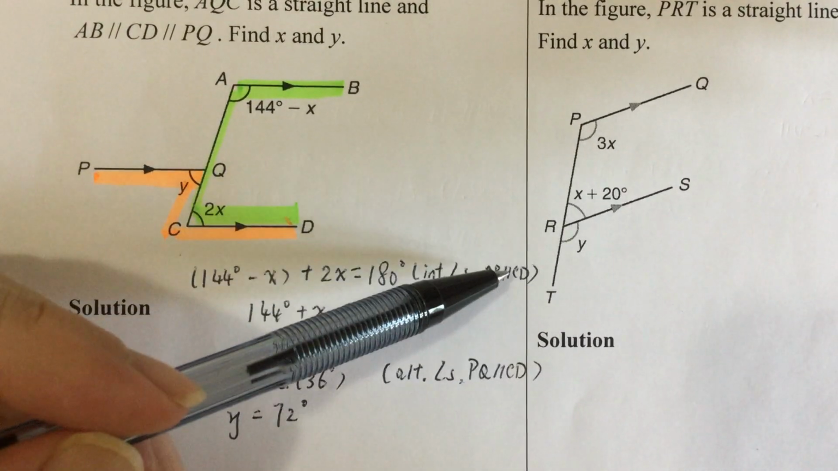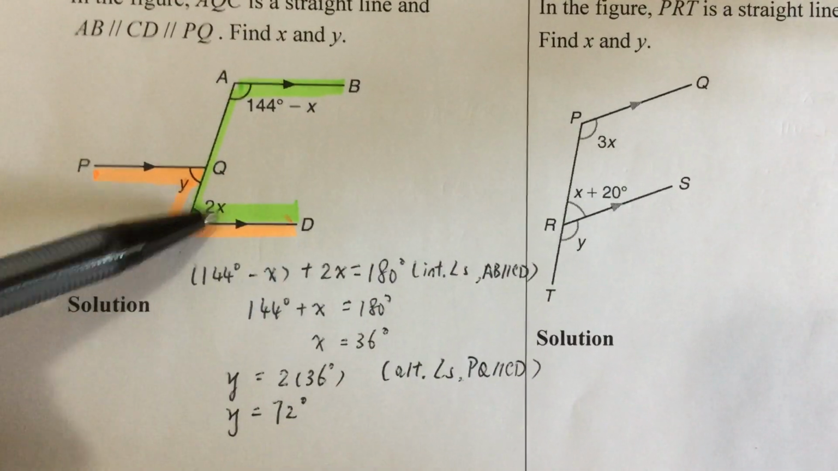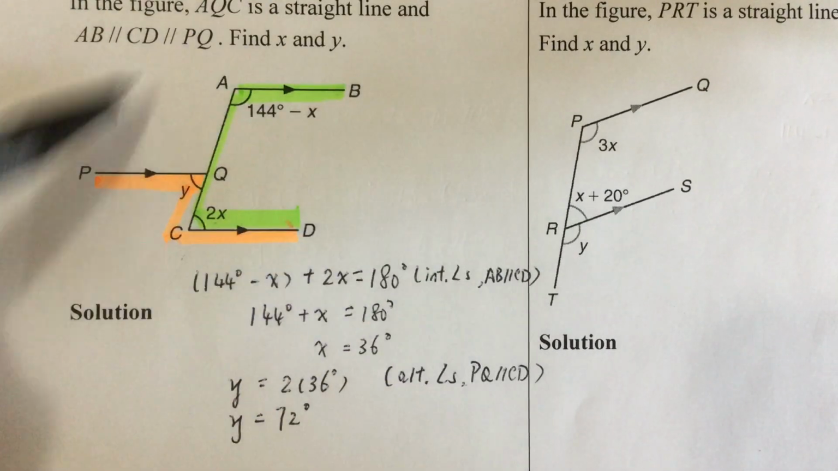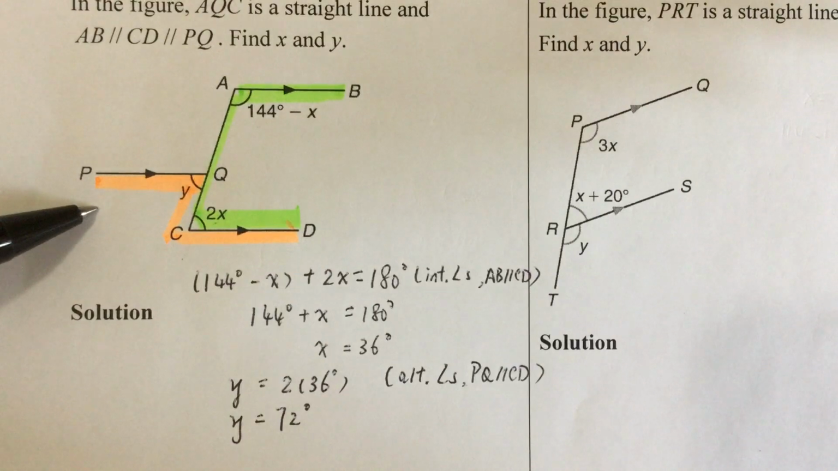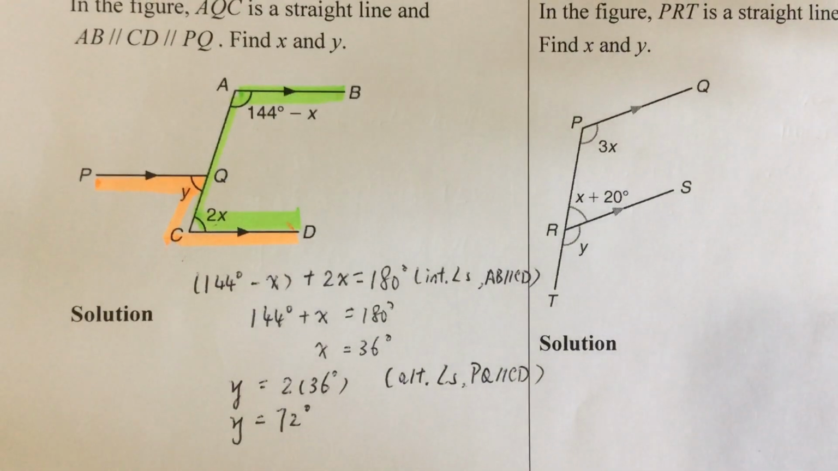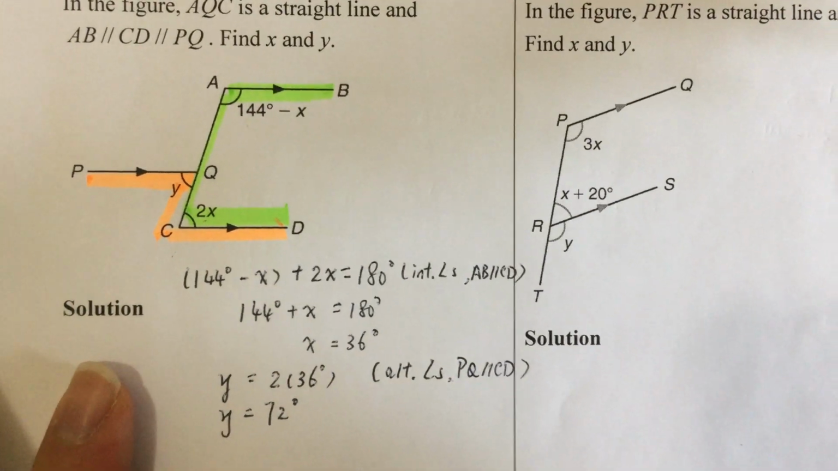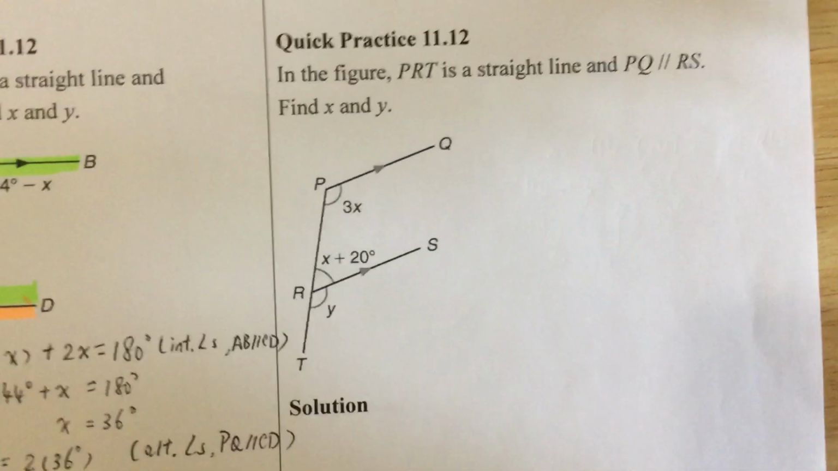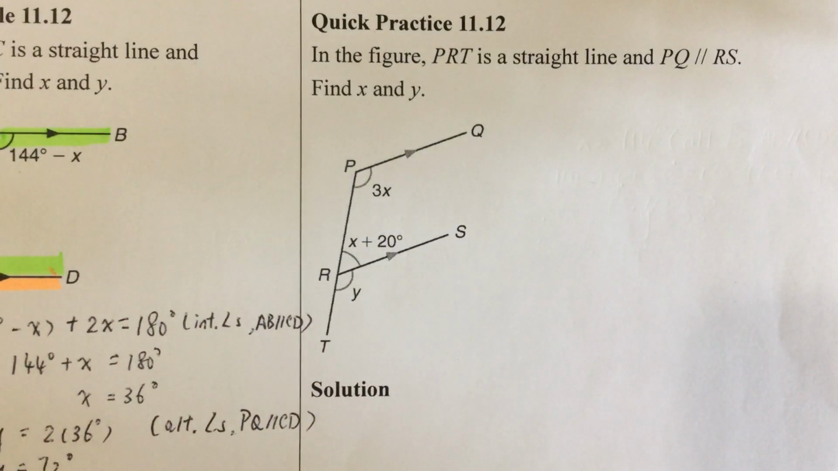Make sure that you use the AB parallel CD for the green one, and we use the PQ parallel CD for the alternate one. So make sure that you know which one is the interior angle and which one is the alternate angle. So now we will go to the next part of it. And we will go to the quick practice 11.12. So now this is your turn. Please find out the unknown x and unknown y in 30 seconds.